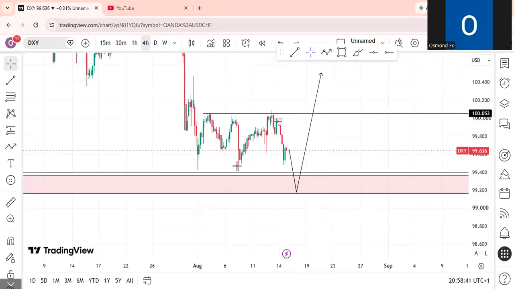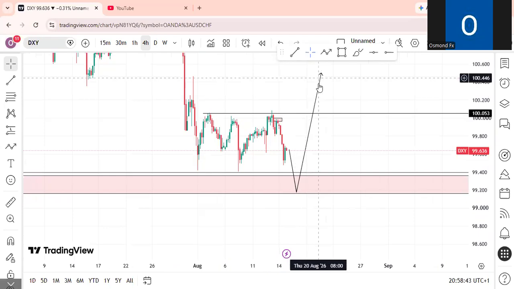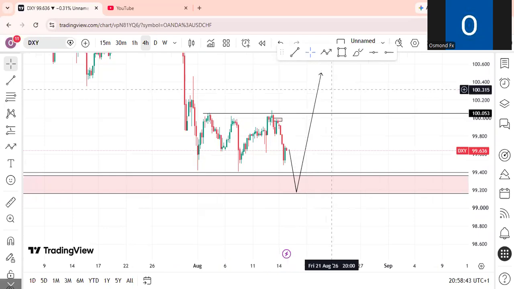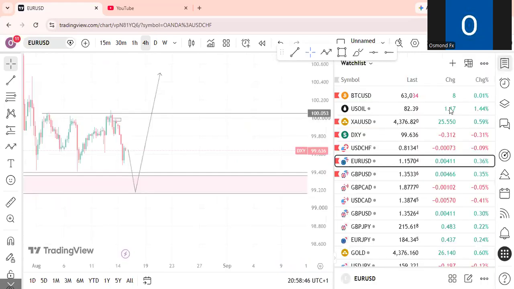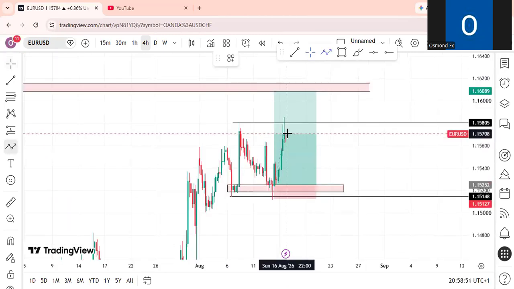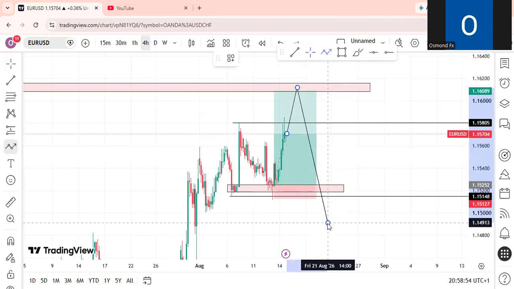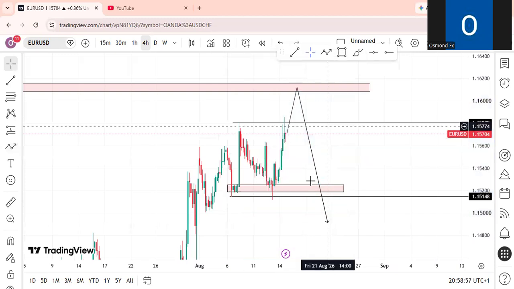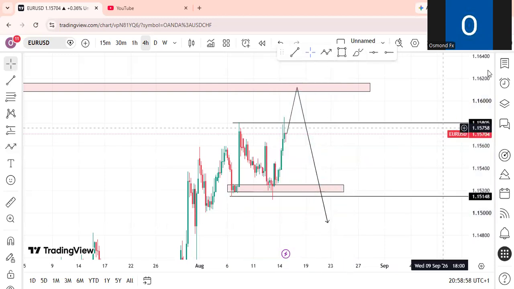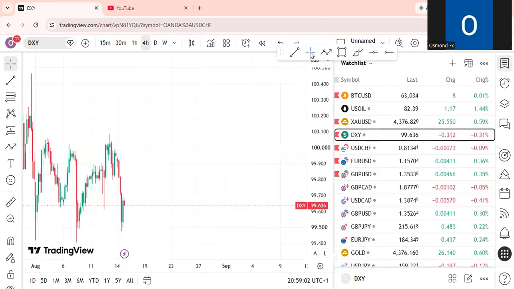If the market can drop to this and start buying, that means Euro USD is going to do the opposite of what DXY is going to do. So Euro USD is going to do what? It's going to buy to the upside before we see a massive selling opportunity. But before we come to Euro USD, let's talk about this DXY very well.